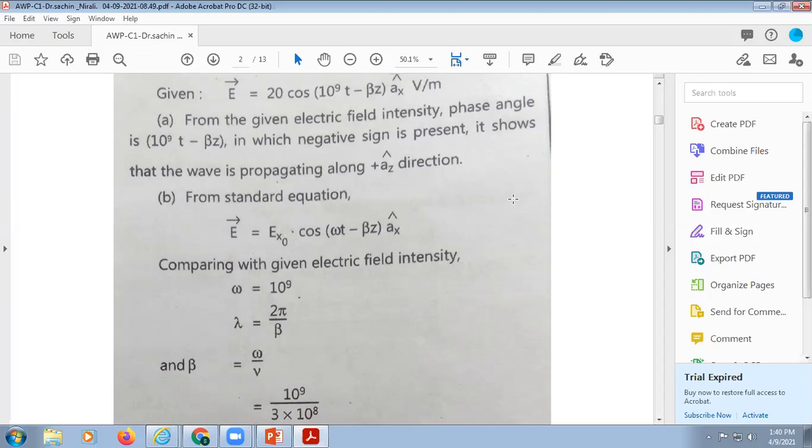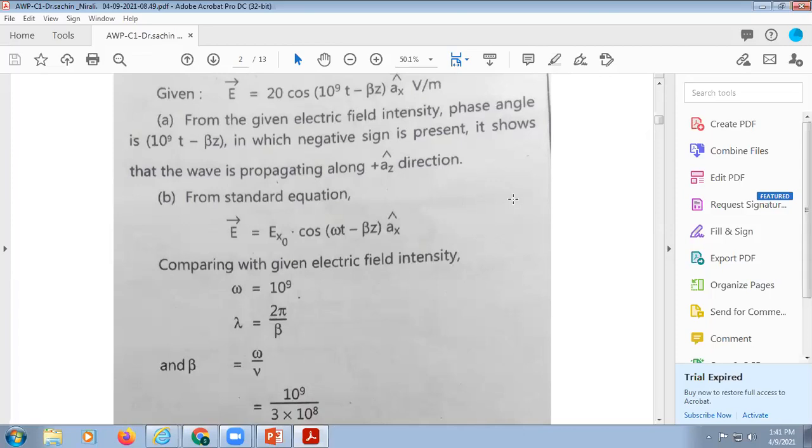Before going to simplify this numerical, from the given electric field intensity, the phase angle is 10 to the power 9 t minus beta z, in which the negative sign is represented. It shows that the wave is propagating in the plus direction.